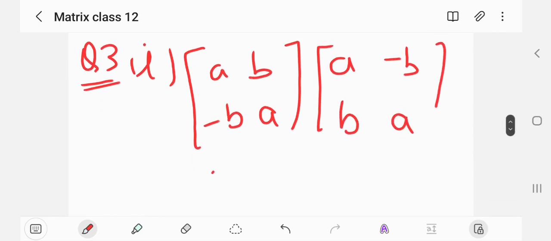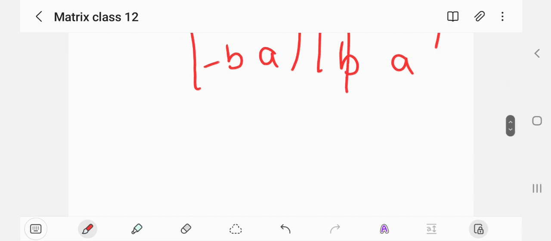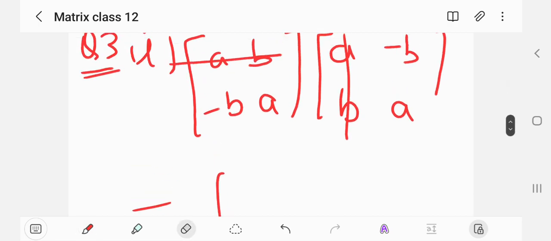Now, since it is of order 2 by 2, the number of columns is equal to the number of rows. Therefore, matrix multiplication is possible. And how will I multiply? Multiply this row with this column. What will I get?